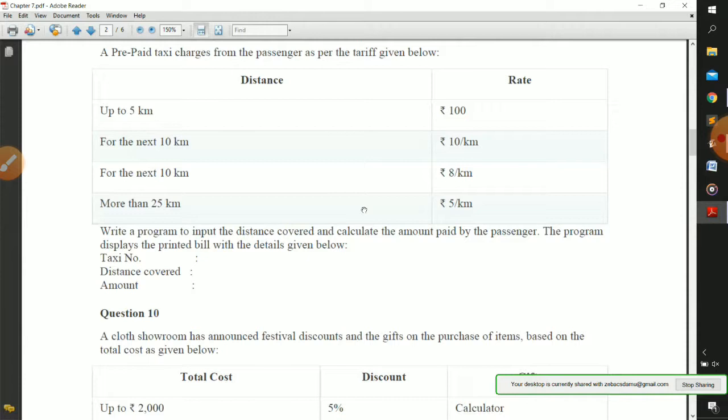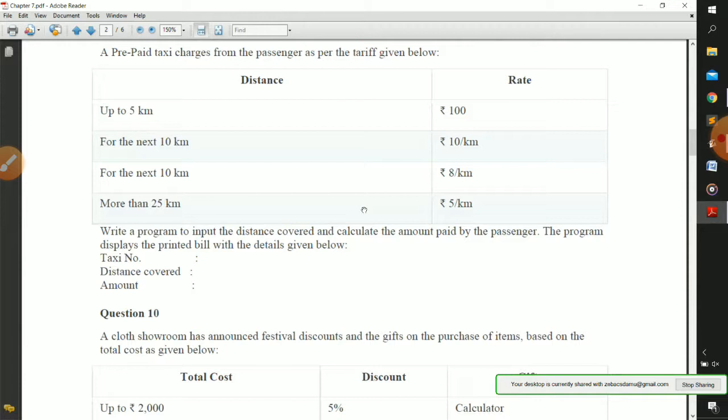Up to 5 kilometers it is going to charge us rupees 100. It is a fixed charge, only rupees 100 we have to pay. For the next 10 kilometers, after 5, starting from 5 till 15, it is going to be 10 rupees per kilometer. For the next 10 kilometers it is going to be 8 rupees per kilometer, and for more than 25 kilometers it is going to be 5 rupees per kilometer.